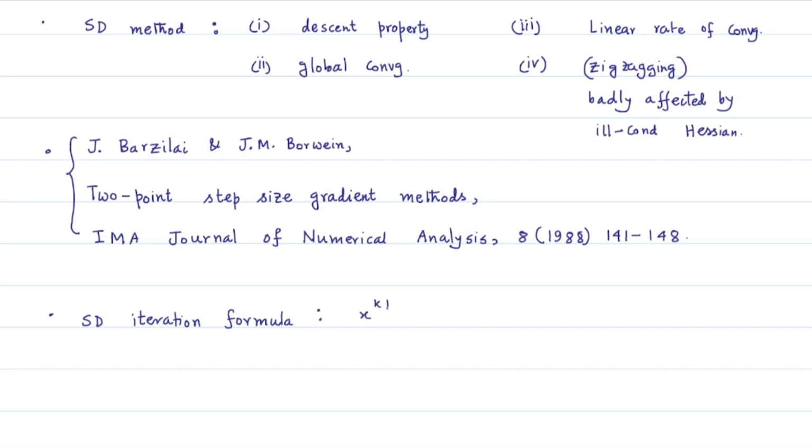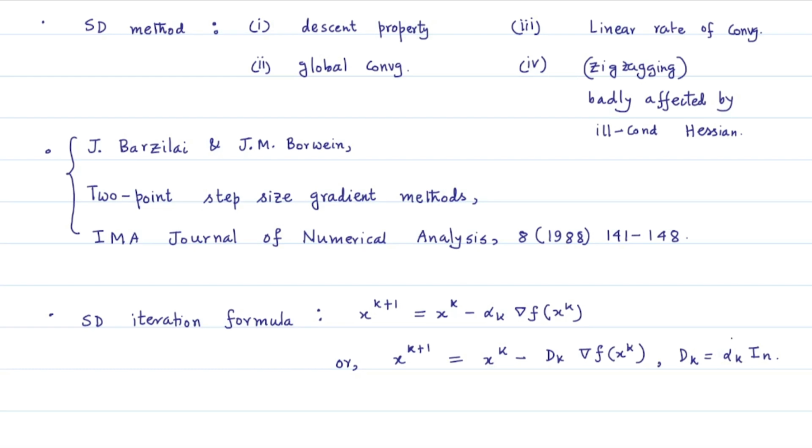We notice that the steepest descent iteration formula is given by x_{k+1} = x_k - alpha_k d_k, where d_k is the negative gradient, which can equivalently be written as x_{k+1} = x_k - D_k times the gradient of f(x_k), where this D_k is the matrix alpha_k times I_n. This I_n is the identity matrix of order n by n.